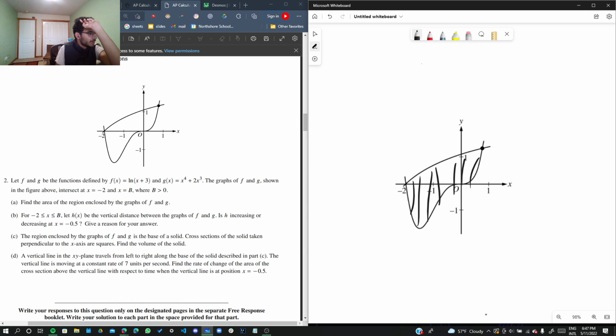Find the rate of change of area. 7 units per second. That is a very interesting question that I've never seen before, like ever. So let's try to problem solve. So if there's 7 units, right? That means it goes through 7 units. It goes from -2 to 5. Let's say, yeah, it starts. So it goes through 7 units a second.